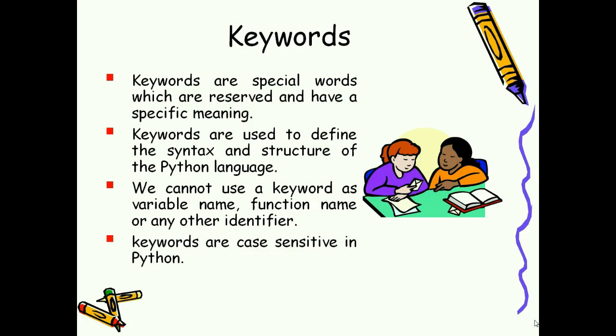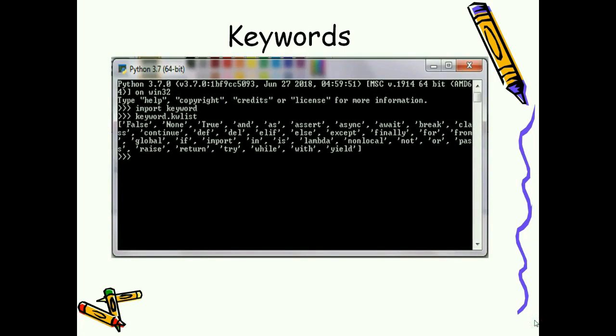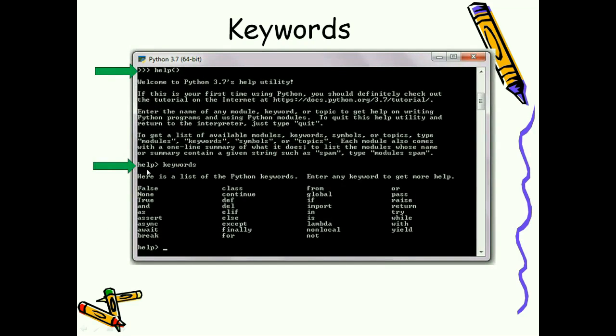Okay, so if you want to know what keywords are present in Python, to get the updated list of keywords, we can do it in two ways. First way is, we need to import the keyword module in the Python shell and run this command to get the updated list of keywords. So we can see here is the list of all Python keywords. And another way to get the updated list of keywords is we can use the help command in the Python shell to get the updated keywords list. So these are the two ways to get the updated list of keywords.